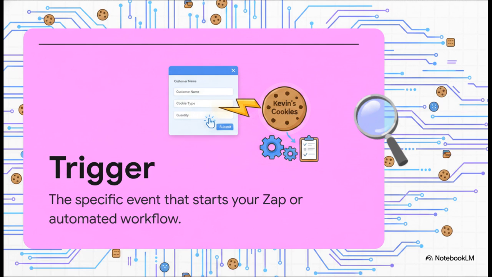By definition, a trigger is the specific event that starts your Zap or automated workflow. In the case of the Kevin Cookie Company, our trigger is a new form response being submitted via Google Forms. We're essentially telling Zapier, hey, just sit there and watch this specific Google form until a customer hits submit. But the second that new entry comes in, grab it.